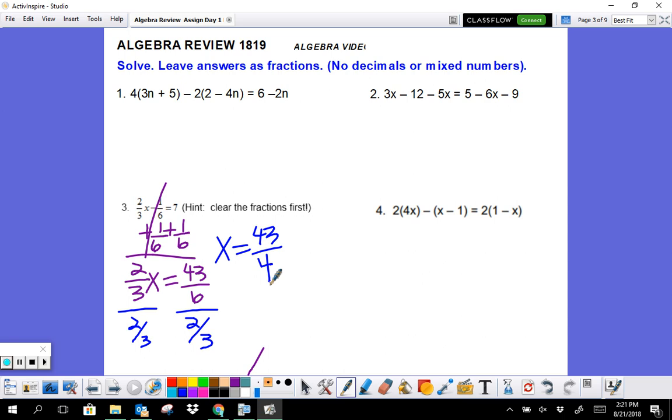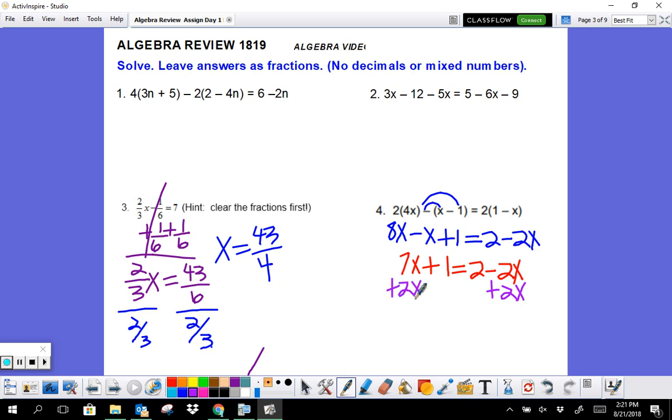Okay, number 4, I need to distribute a couple of things. So 2 times 4x is 8x. I do need to distribute this minus sign. Make sure you don't forget that. So that's minus x plus 1 equals 2 minus 2x. Okay, I have 8x minus x, that's 7x, plus 1 equals 2 minus 2x. I'm going to get my x's together on the left side. So I'm going to add 2x to both sides.